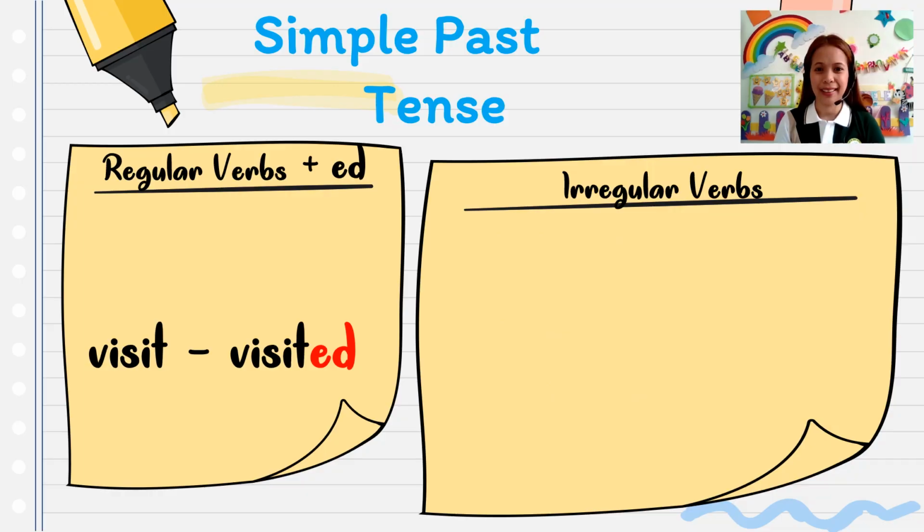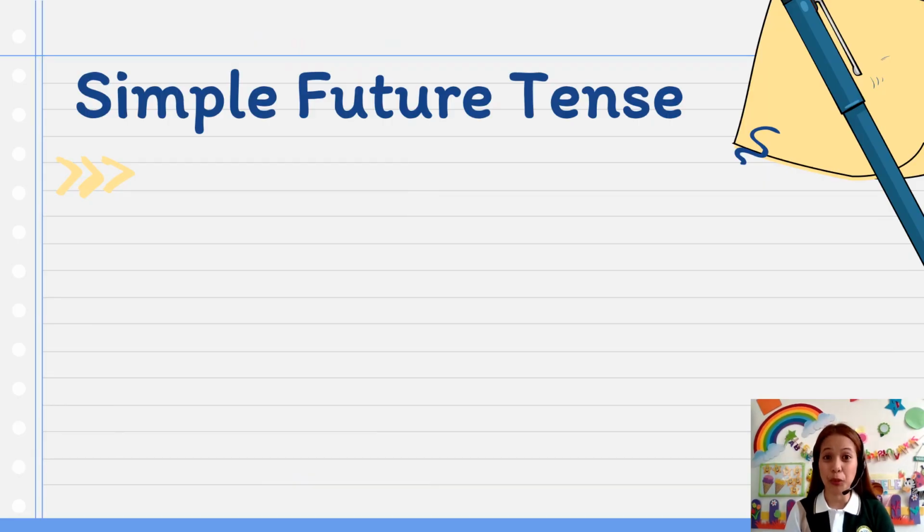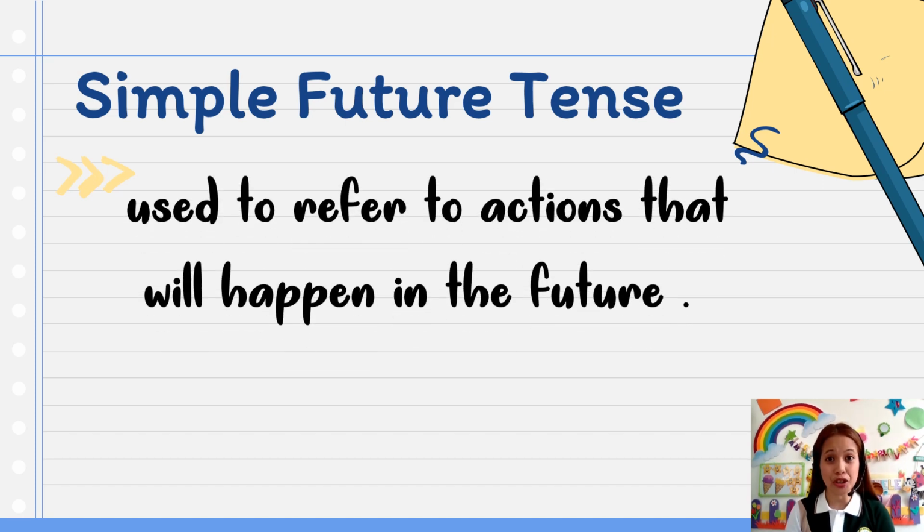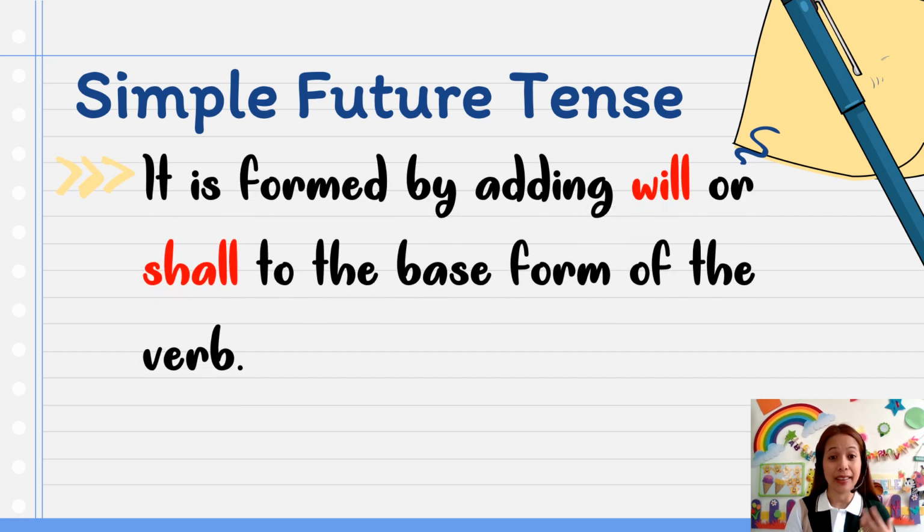Okay, so let's move on to simple future tense. Let's read together. Simple future tense is used to refer to an action that will happen in the future. It is formed by adding will or shall to the base form of the verb.